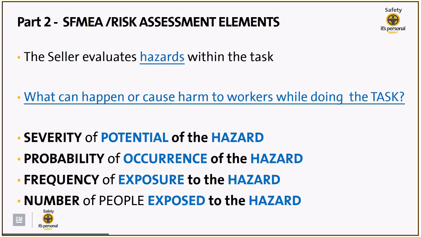So when we're looking at part 2, we're looking for the seller to evaluate hazards within the task. They should be looking at it from the standpoint of what can cause harm to the workers while doing the task. Keep in mind we're focusing on the hazard, right? So severity potential of the hazard, probability of occurrence of the hazard, frequency of exposure to the hazard, and number of people exposed to the hazard. Once again, our focus is on the hazards.